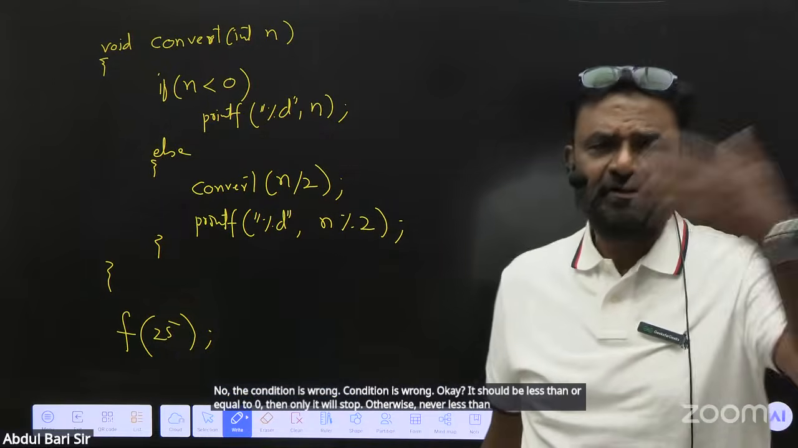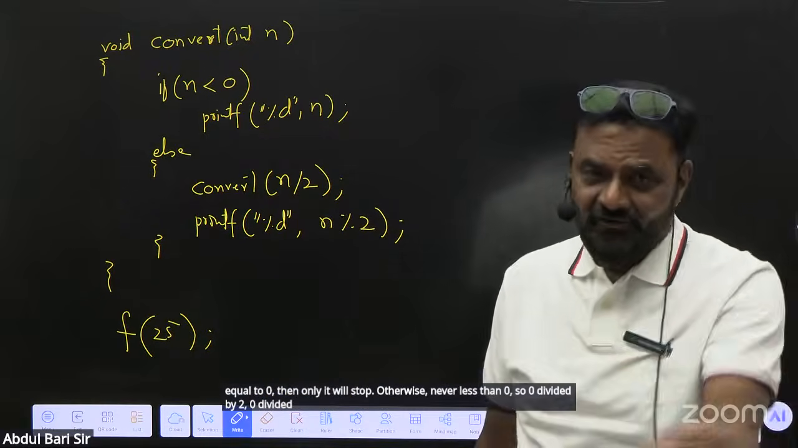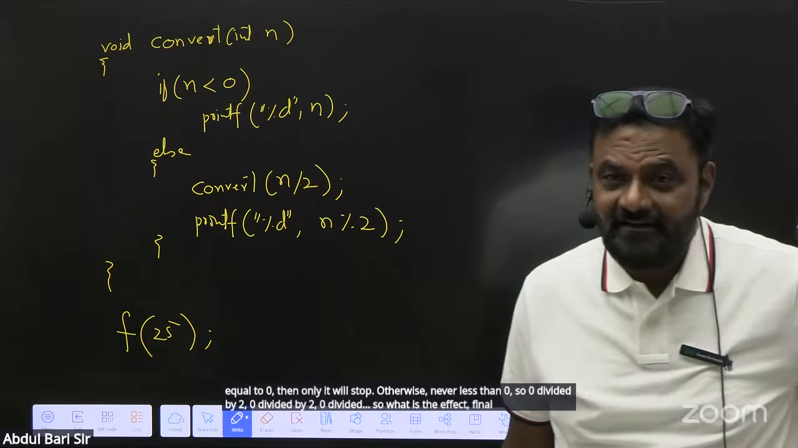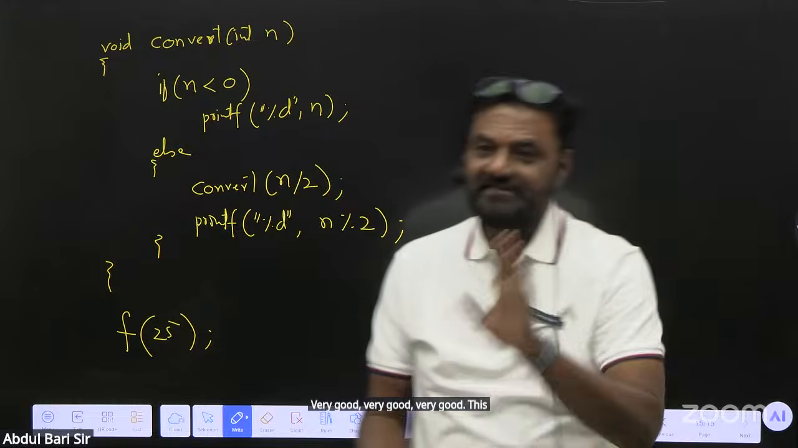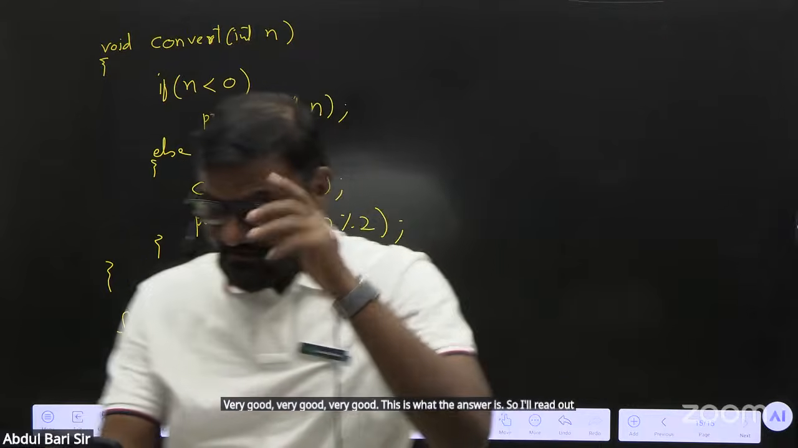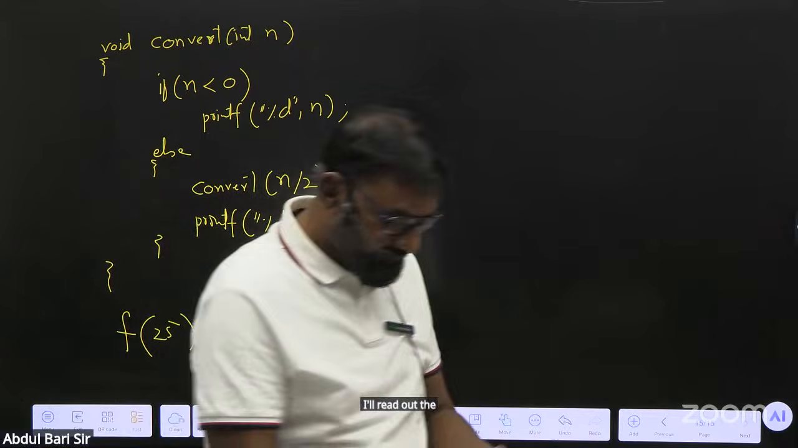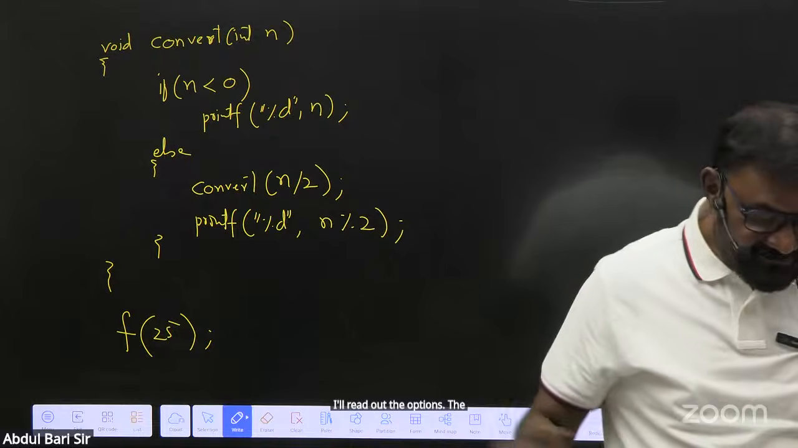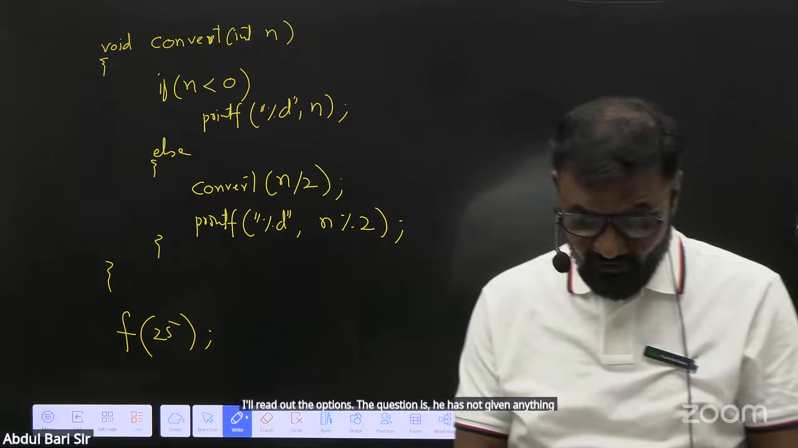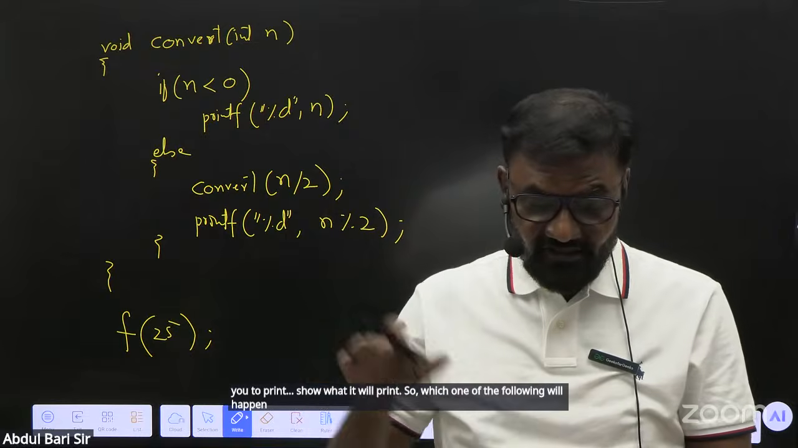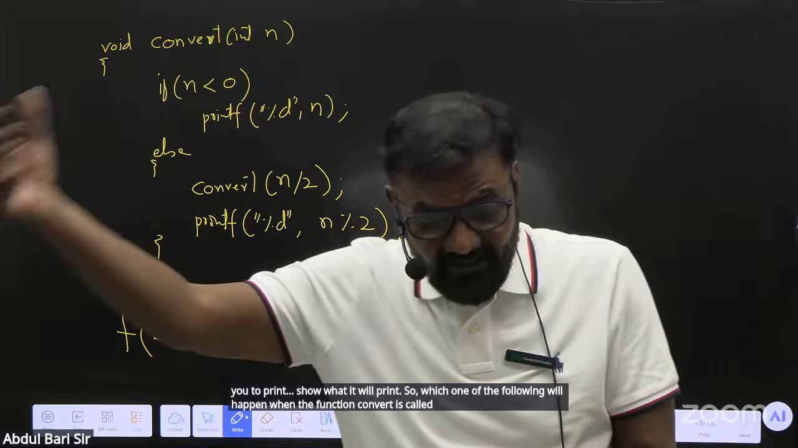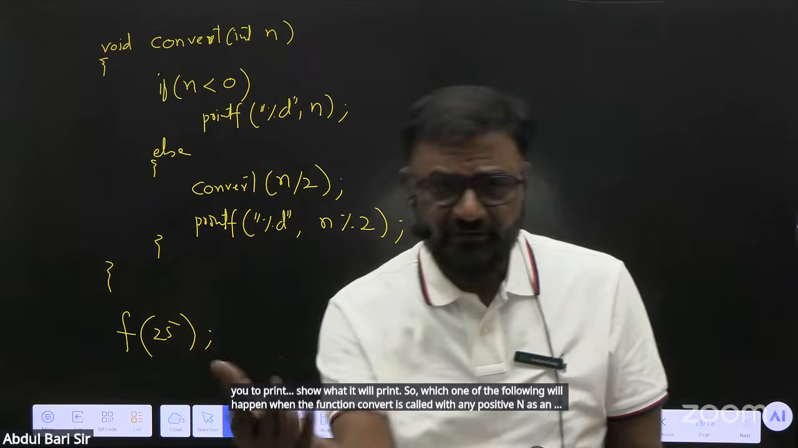So 0 divided by 2, 0 divided by 2, again and again. So what is the final result? Very good. This is what the answer is. So I'll read out the options. The question is, he has not given any value and asked you to show what it will print. Which one of the following will happen when the function convert is called with any positive n as an argument?